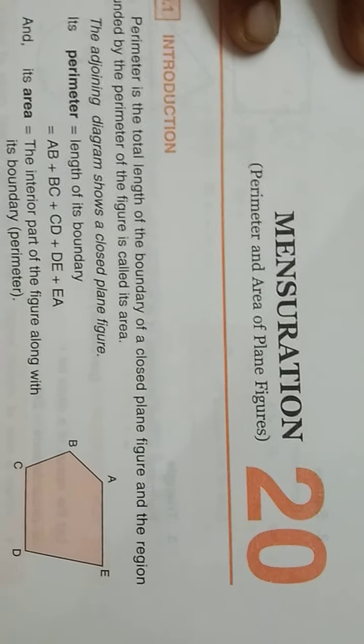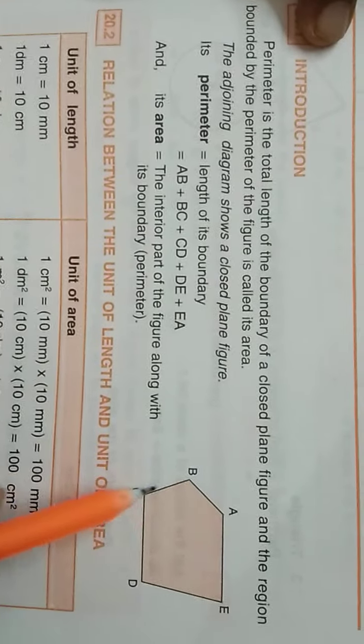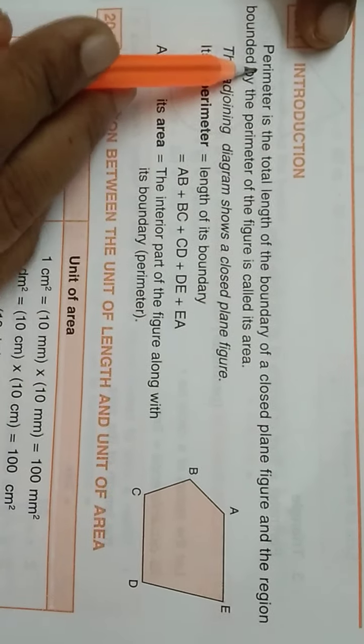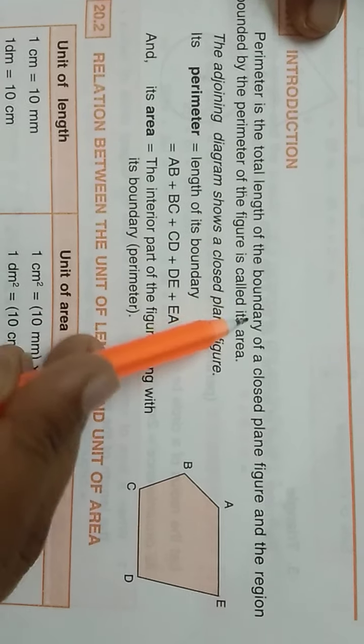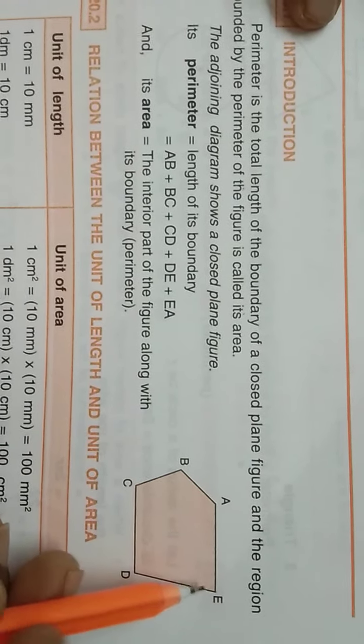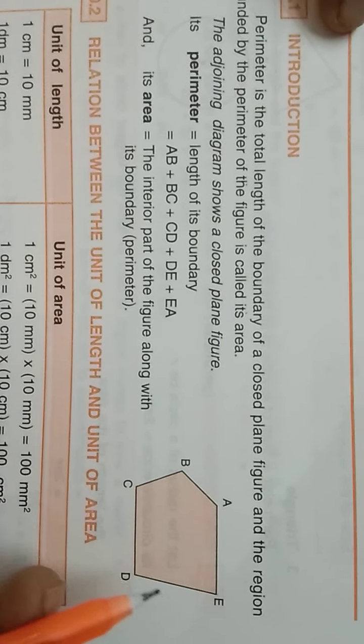Children, today we discuss the chapter mensuration. That means area and perimeter of plane figures. What is perimeter? Perimeter is the boundary measurement of the given closed figure. Here is the definition: perimeter is the total length of the boundary of a closed plane figure, and area is the region including the boundary. That's all the definition of perimeter and area.